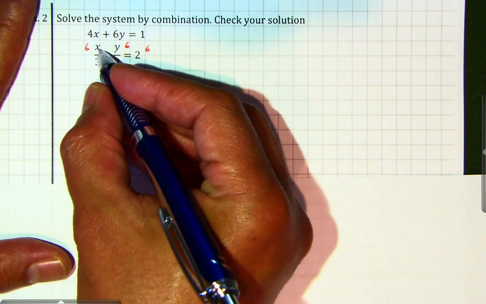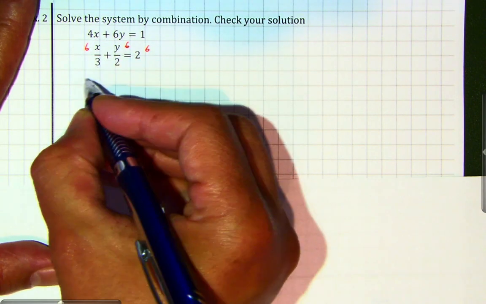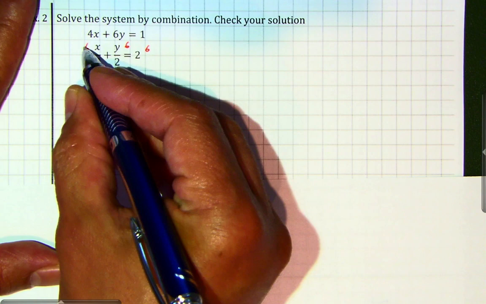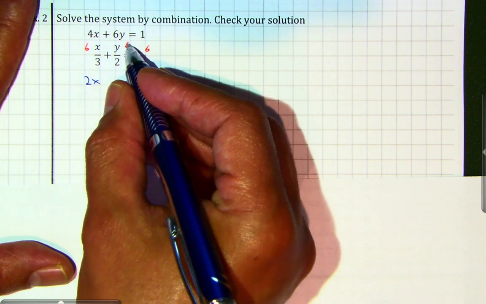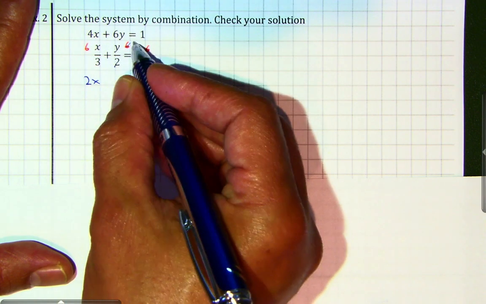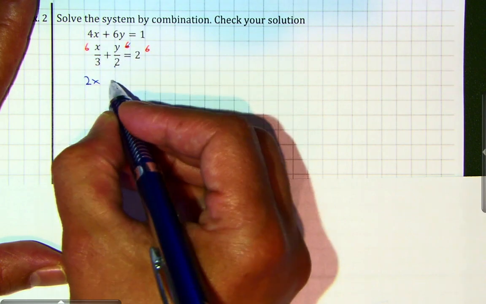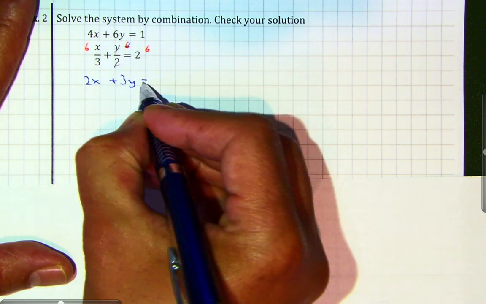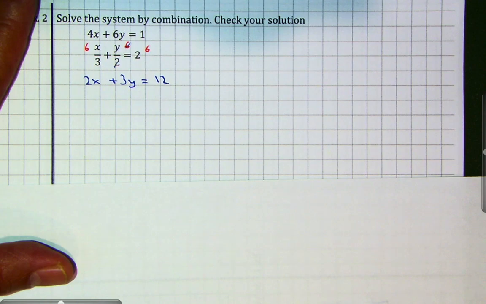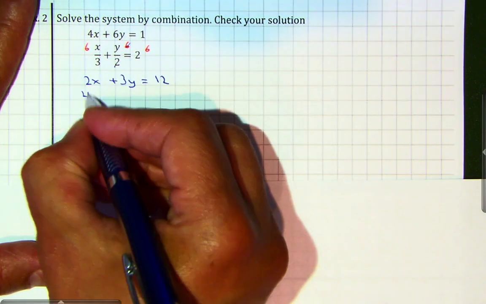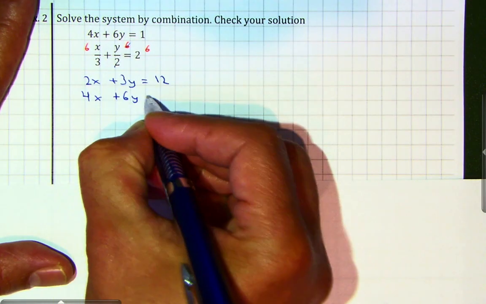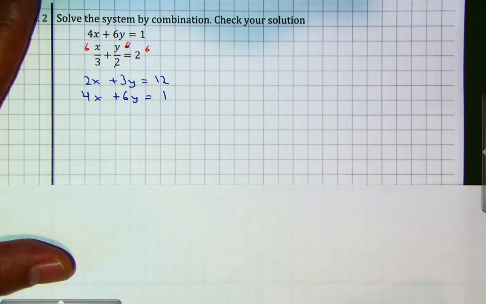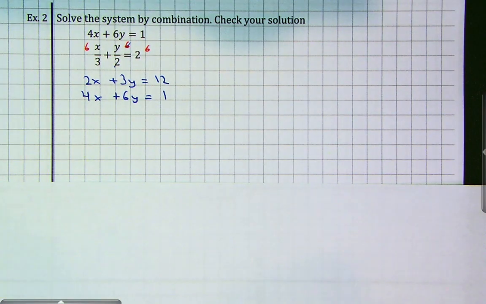6 times x is 6x, divided by 3 gives me 2x, or you can think about reducing it. I can reduce it, gives me 3, or 6 times y is y, divided by 2 gives me 3. My other equation, we have 4x plus 6y equal to 1. And now I'm going to solve it by combination.